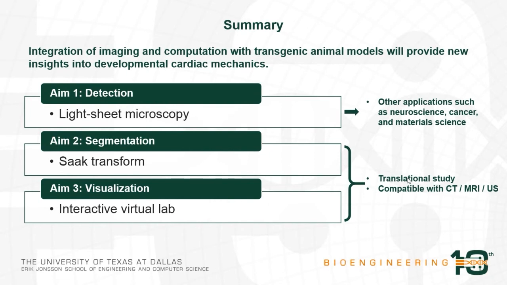Even though we use all these methods for cardiac studies, we could use our imaging methods for neuroscience, cancer, and material science as well. Our computational methods are also compatible with CT, MR, and ultrasound. So we believe in future, the integration of imaging and computation with transgenic animal models will provide new insights into developmental cardiac mechanics.